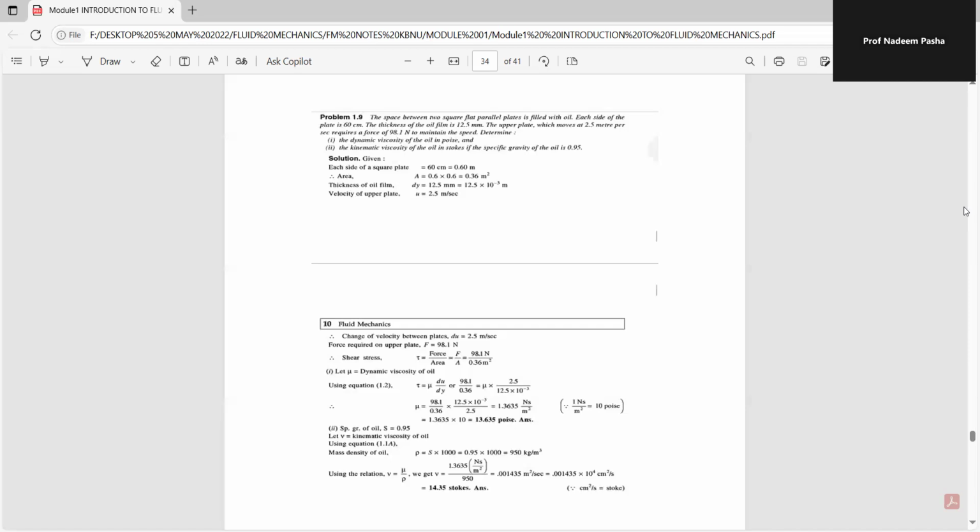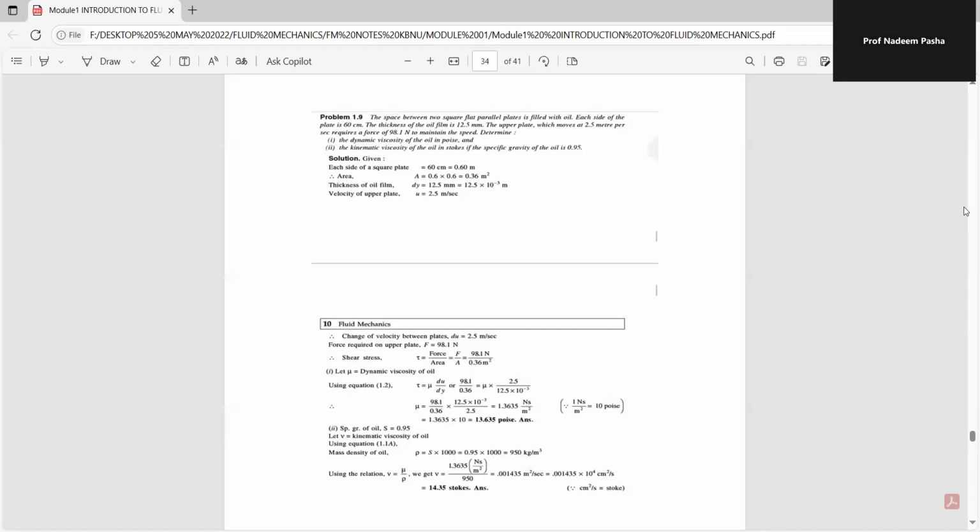So what do you need to calculate? Determine the dynamic viscosity of the oil in poise, and also the kinematic viscosity of the oil in Stokes, if the specific gravity of the oil is 0.85.